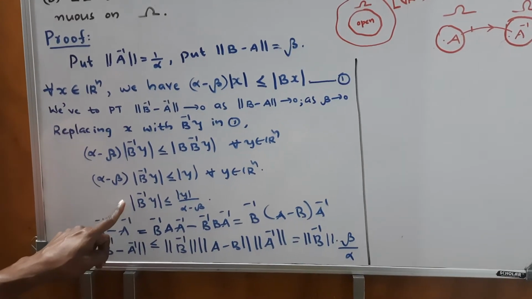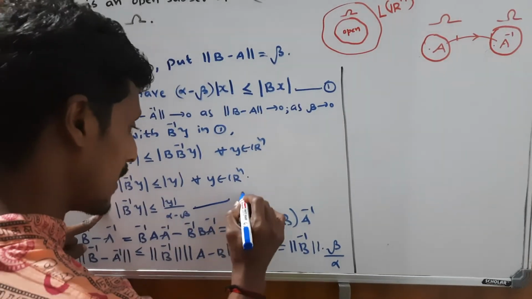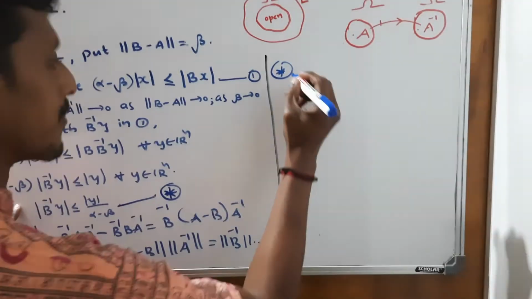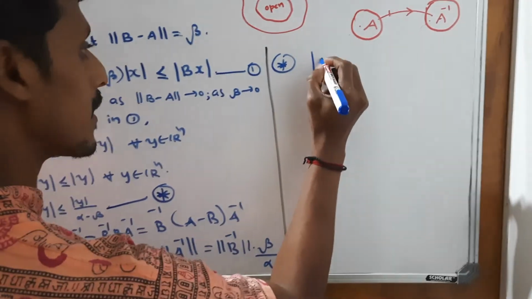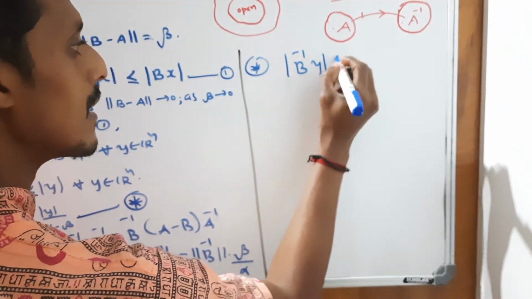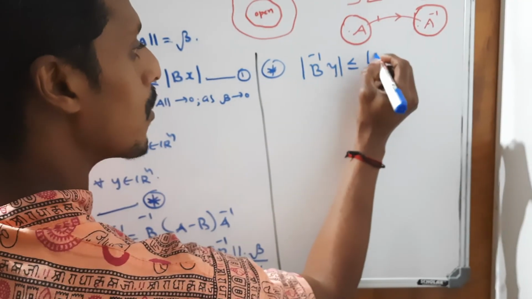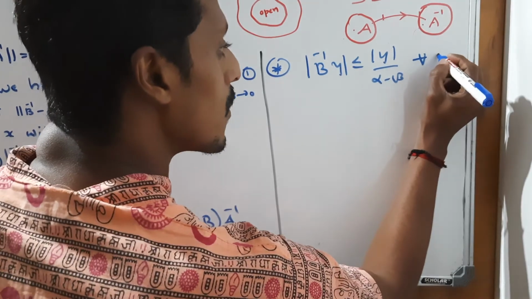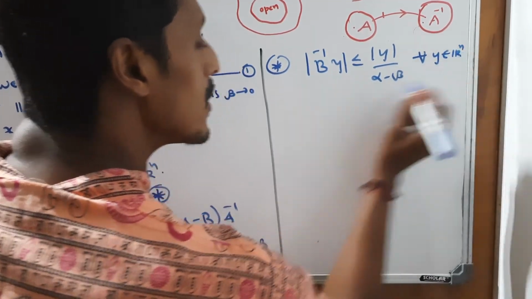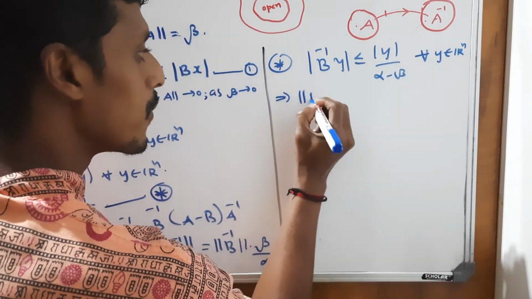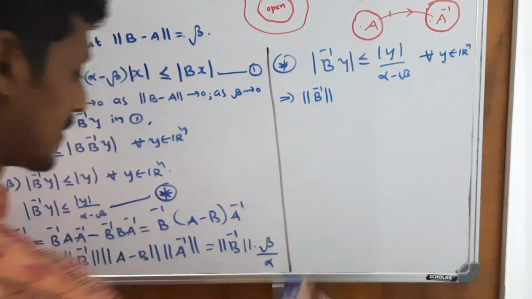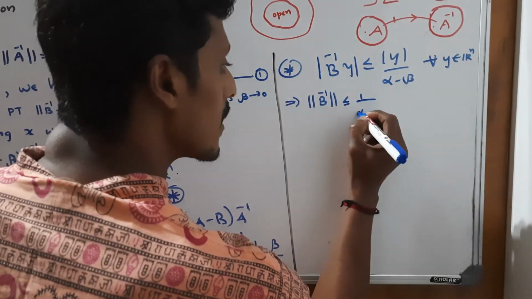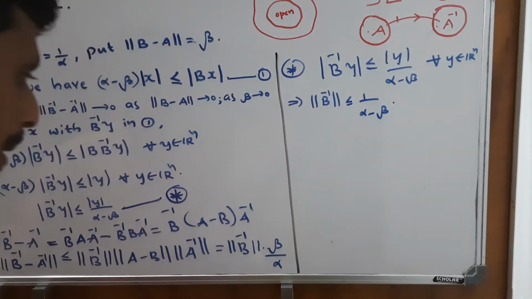Now we already have, if I call this equation star, from star we have modulus of B inverse y less than or equal to mod y divided by alpha minus beta. This is true for all y belongs to Rn. So this implies norm of B inverse is less than or equal to 1 by alpha minus beta.